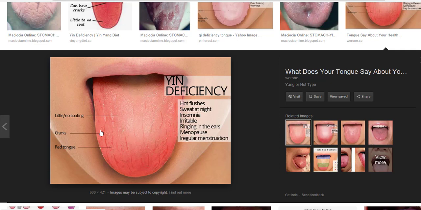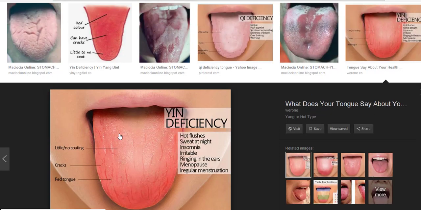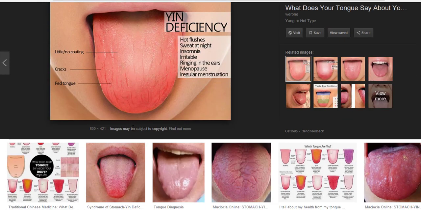We see cracks starting to show, little or no coating, that they've named that as well. And we've got a fair bit of heat here. Now, we don't even see headaches listed. These are more if you look at insomnia. Well, I guess irritable. This starts to get us into the liver as well. Menopause, changes in menstruation. This would be yin deficiency. This is pretty good. It's a pretty good example of a yin deficient tongue. This would be not uncommon to see in a patient who gets yin deficiency headaches.